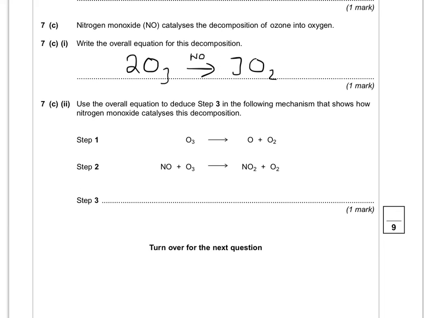That is the only thing that will get you the mark, putting NO on the arrow if you want to put NO in there. But if the NO wasn't there, you'd still get the mark. It's just 2O3 goes to make 3O2.